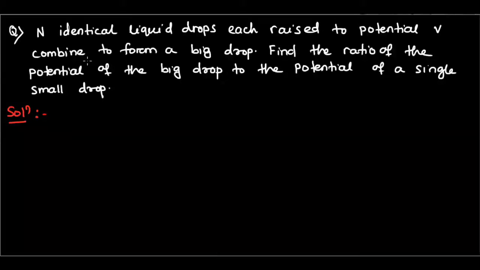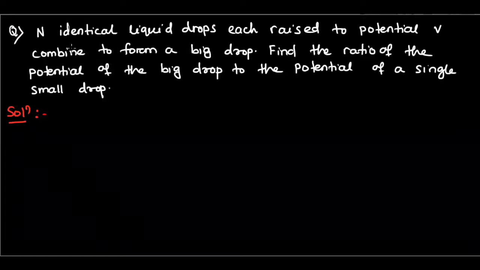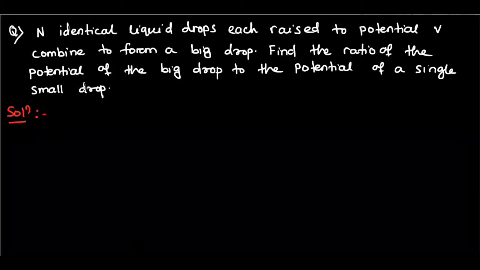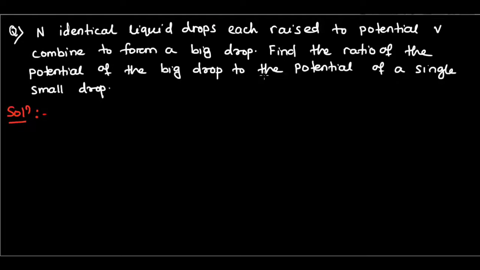So students, in this video I will solve this question from the chapter Electric Potential. So let's get started. The question is, n identical liquid drops each raised to potential V combine to form a big drop. Find the ratio of the potential of the big drop to the potential of a single small drop.